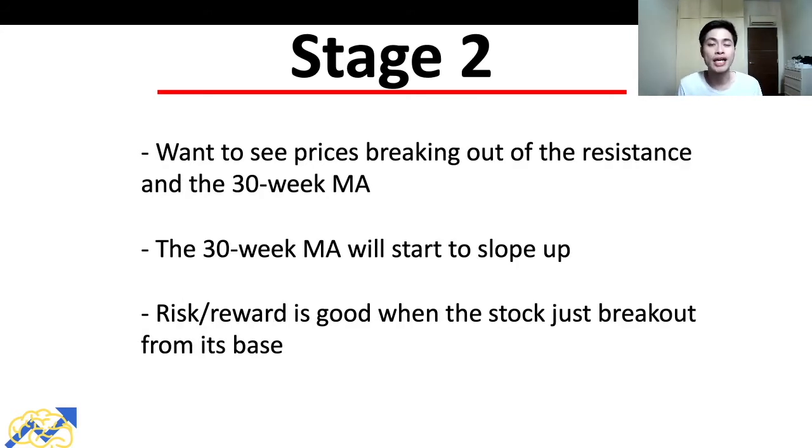For stage 2 in the market cycle, we want to see prices breaking above the resistance and the 30-week moving average. In stage 1, the moving average will start to flatten out. And as prices move from stage 1 to stage 2, we want to see the 30-week moving average start to slope up. The ideal time and optimal point to enter or buy a position in a stock is when the stock breaks out from stage 1 and moves into stage 2.